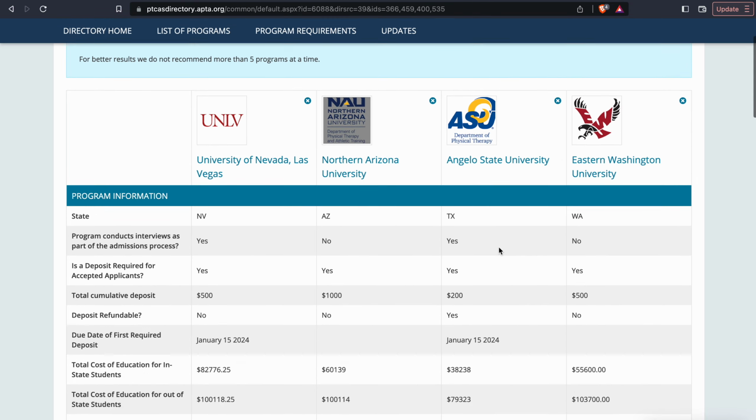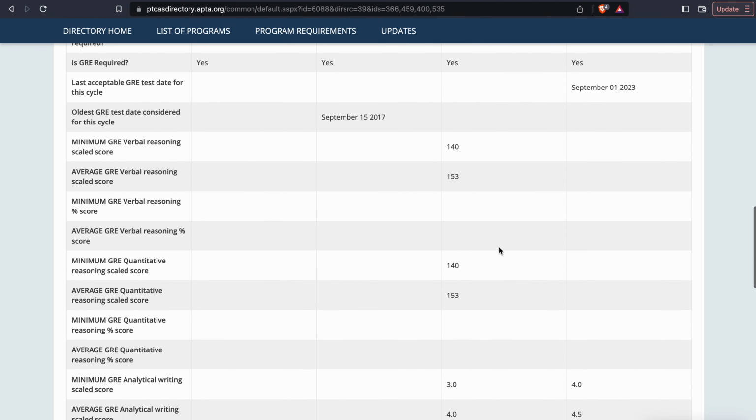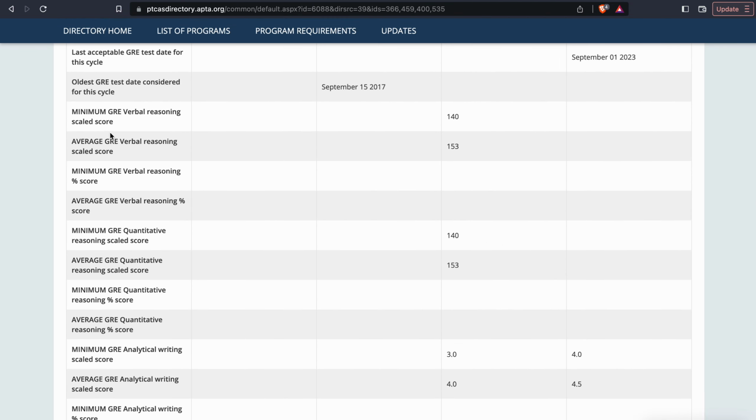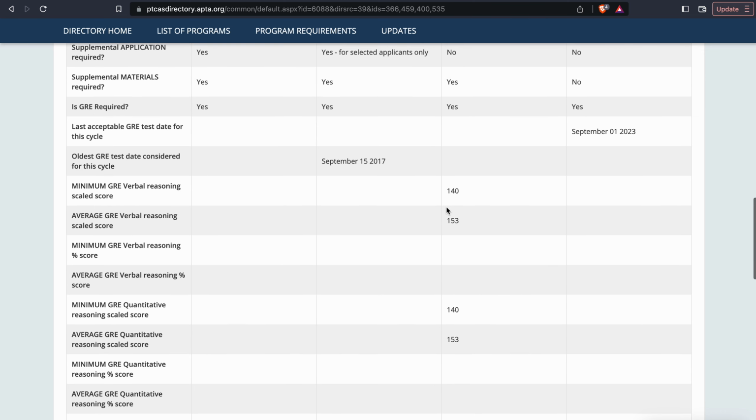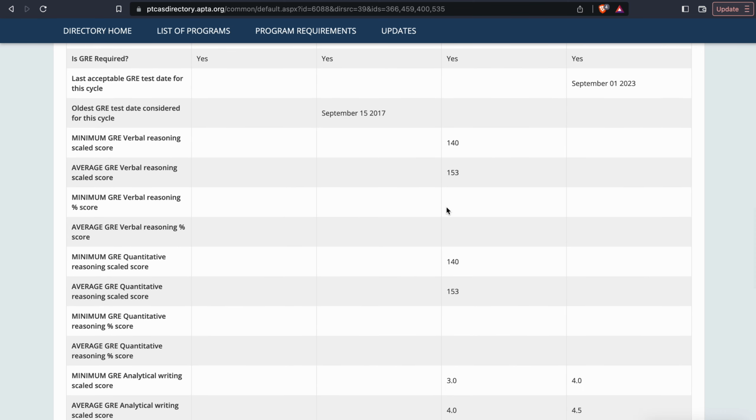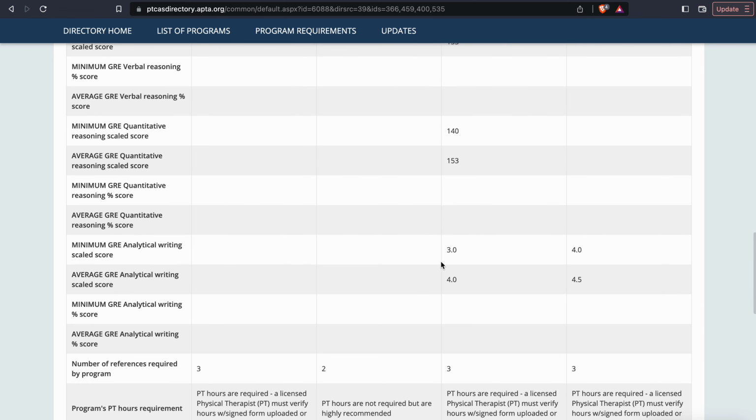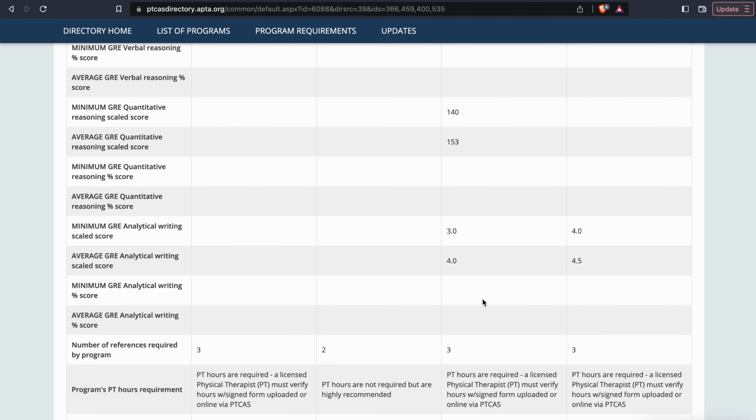So this is for Angelo State. They give us information about the GRE. So their average verbal score, 153, average quant score, 153. Okay. So if you're asking yourself, what are my target GRE scores? You want to look at these because this is what the average accepted students from their previous class received as their scores, okay? And then minimum and average, okay? So 4 on the analytical writing.